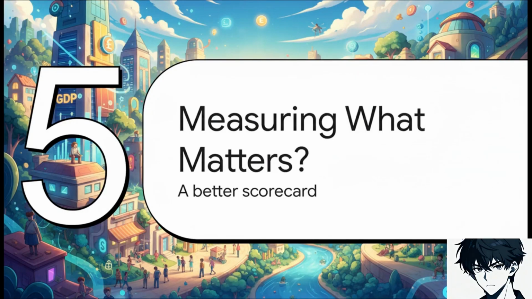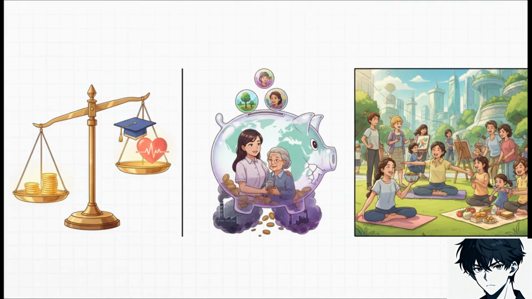So, all of this leads us to the really big question. If GDP is such a flawed ruler, what are the alternatives? Is there a better scorecard for progress out there? Well, the good news is people are definitely working on this. You've got things like the Human Development Index, which doesn't just look at money, it also factors in how long people live and how educated they are.